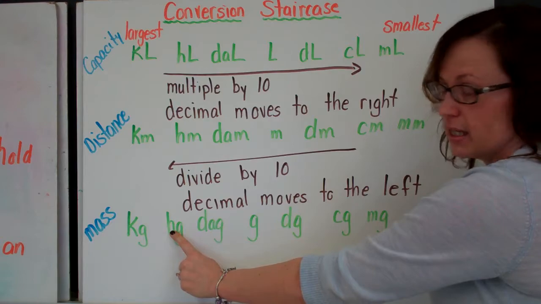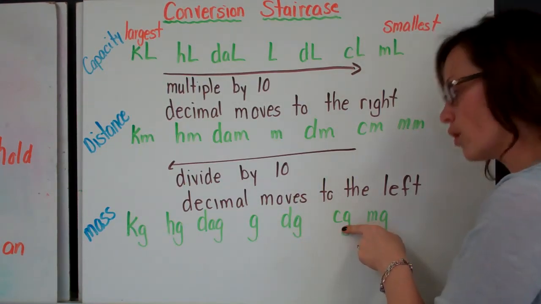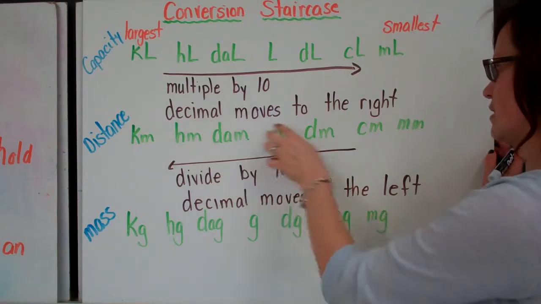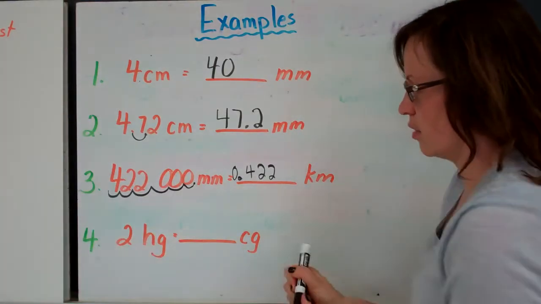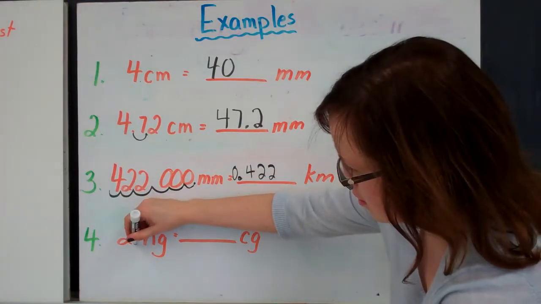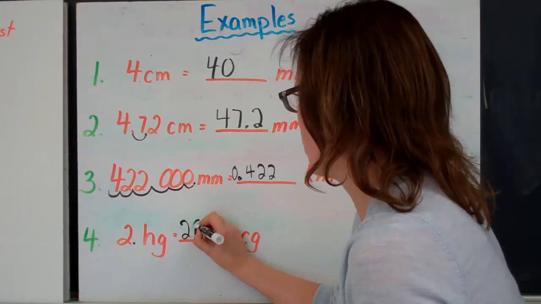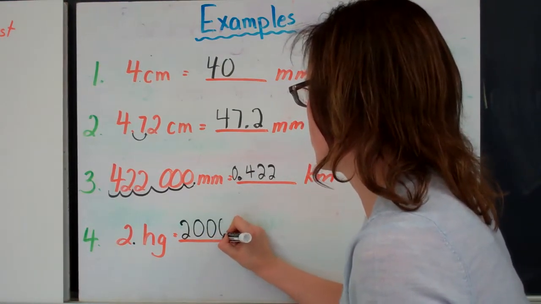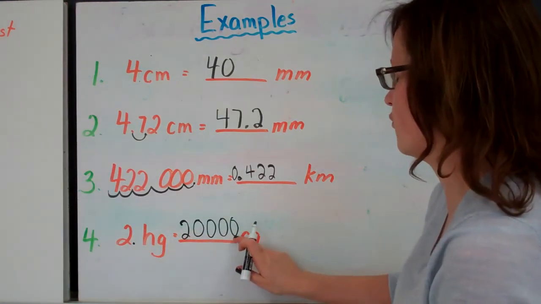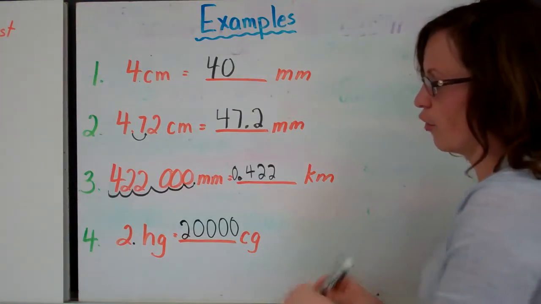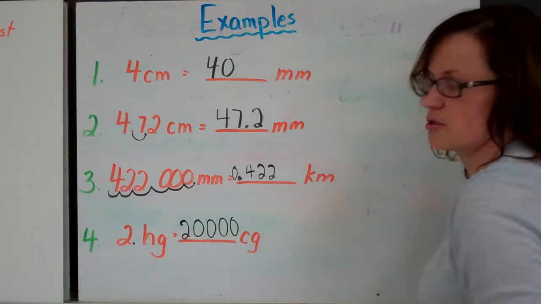So my hectograms are here. I need to get to centigrams. So it's 1, 2, 3, 4 spaces to the right. So my decimal moves to the right. My decimal is here, and it needs to move 4 spaces. So I can put my 2 down. So I go 1, 2, 3, 4. My decimal is now here. So I go from a small number, larger unit of measure, to a large number, smaller unit of measure.